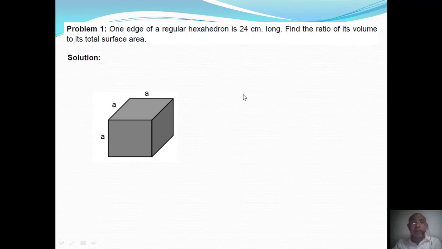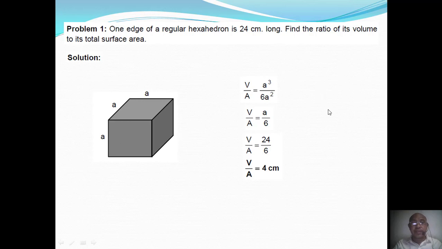So we will compute V over S, or V over A, where A represents the surface area. So volume is a cubed, surface area is 6a squared, a squared cancels out, so V over A is equal to a over 6. And the length of the edge a is 24, so we have V over A equal to 4.